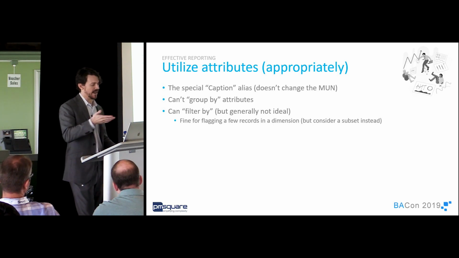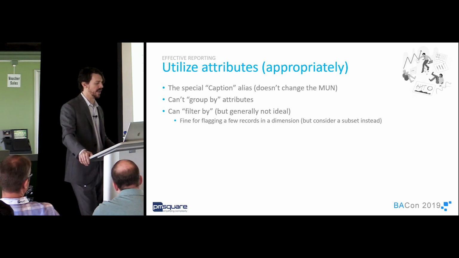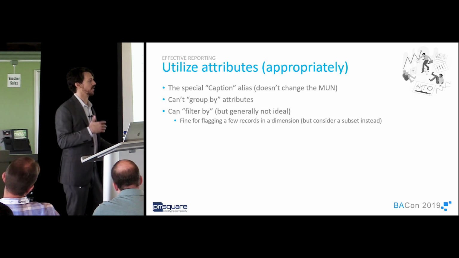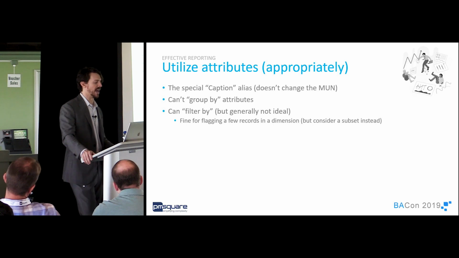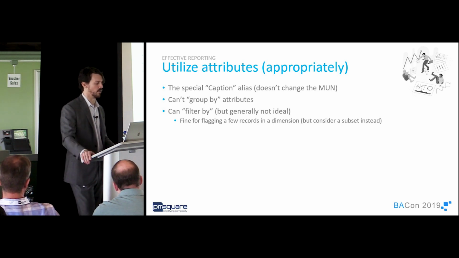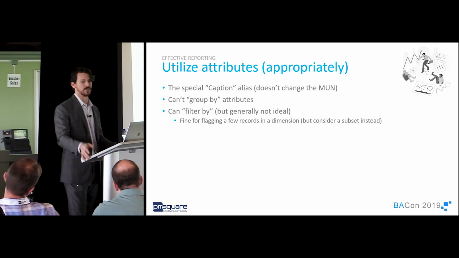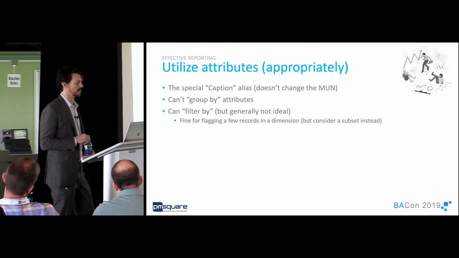You can filter by attributes, as we mentioned. It's just generally not the ideal way of doing things, especially if you have a large number of members within your dimension and you try to filter using attributes. That could impact your performance somewhat significantly. It's fine probably if you're just flagging a few records in the dimension, but as we talked about, probably a good use for a subset instead.